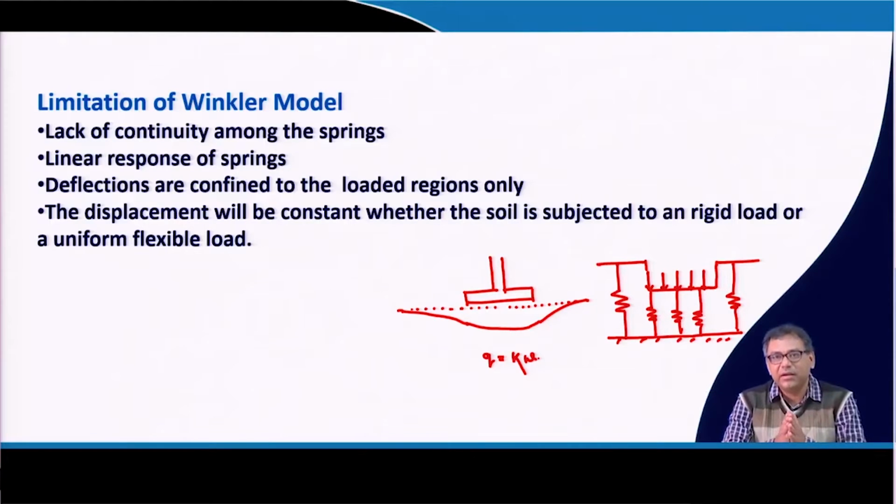But unless you do something else, for example, if you take a stiffer spring at the edge and a weaker spring at the middle, then you will get less deformation at the edge, because if you increase the K value, definitely your W value will decrease. So if at the edge you put the stiffer spring and at the middle you use the weaker spring, then definitely at the middle you will get more deformation compared to the edge of the foundation. But that can be achieved.